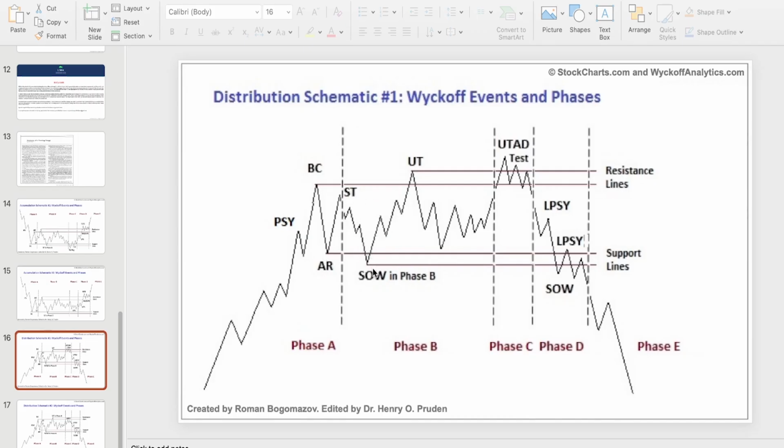One of the things that is notable about distribution is the sign of weakness in phase B. So there needs to be a sign of weakness. You need to see a level of commitment on high volume, on increasing volume to the downside, just to confirm that we're in a distribution. So we want to see a level of commitment to the downside for a long time, not like a spring action. And then we're going to have that on increasing volume.